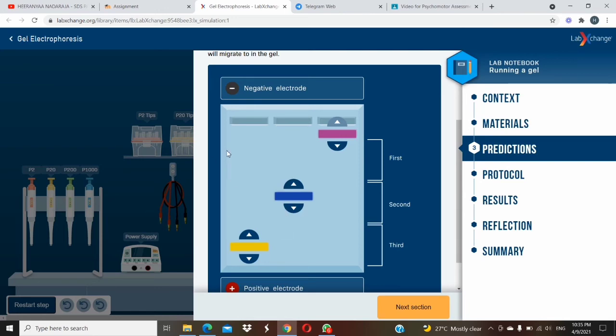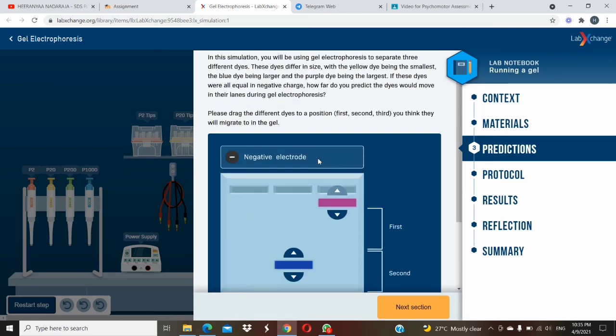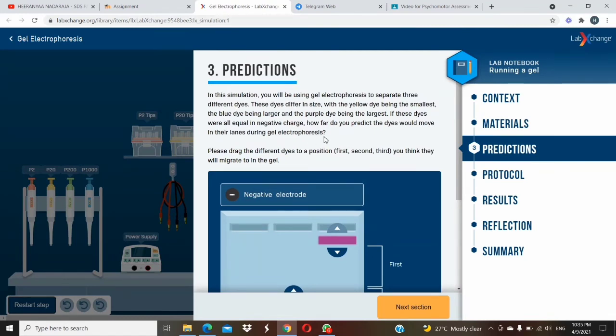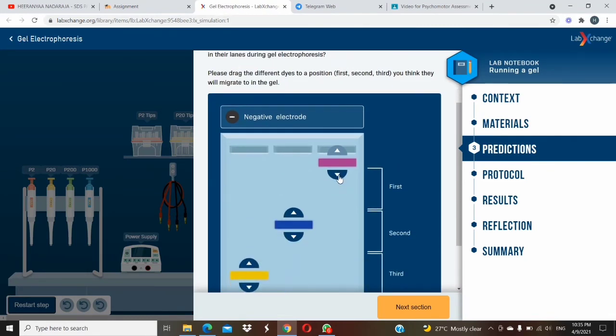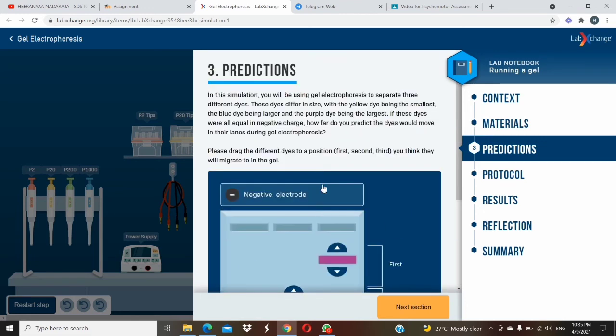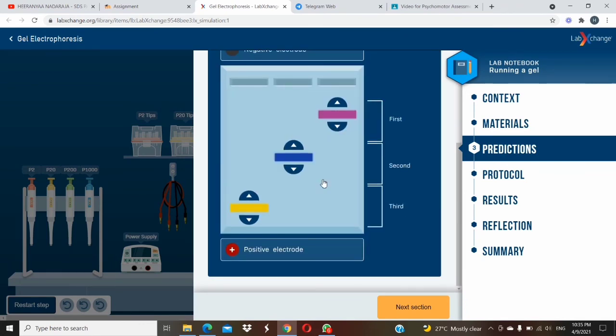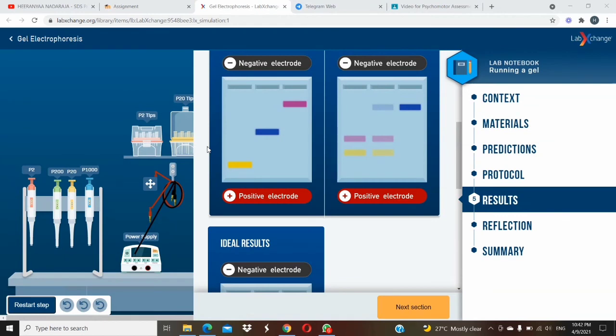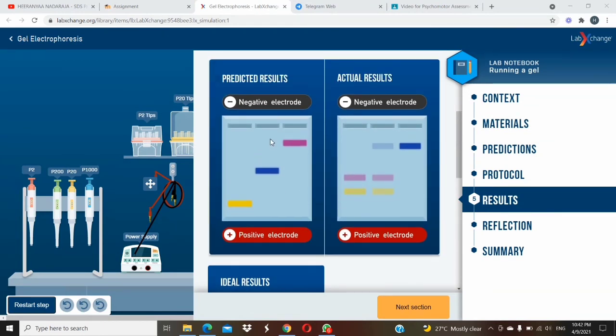Here we will have the DNA ladder, right? The DNA ladder will show us the size. Then the purple dye is the largest one, so it will only migrate a bit. So this is my prediction. Let's see how correct my prediction is. After the procedure that I did, here I had the actual result of this simulation. This is my predicted result and this is my actual result.